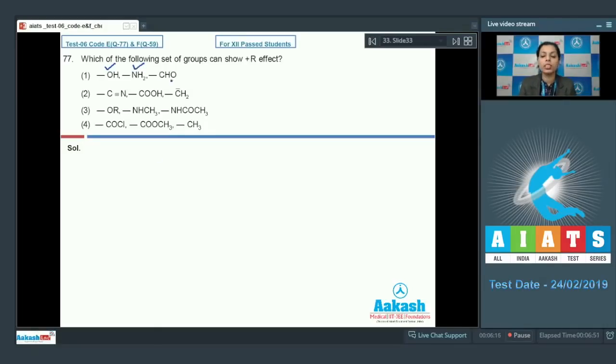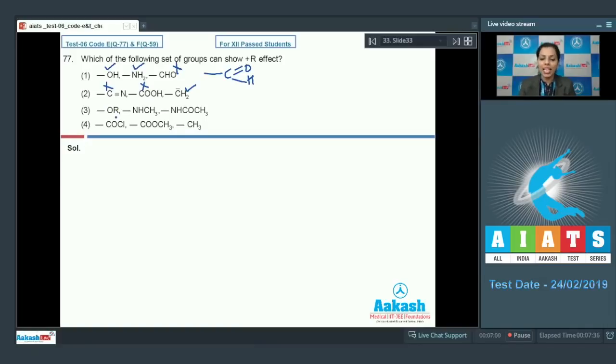But if I talk about this CHO group, this can be represented this way. And this carbon does not have a lone pair. That's why it is showing minus R effect, not the plus R effect. So I'll mark a cross here. Further, CN. Here is carbon, nitrogen, triple bond, the nitrile group. And there is no lone pair on this carbon atom. That's why it is not a plus R group. For the COOH, this is also a minus R group, not the plus R one. And further, minus CH2. It is a plus R group. But this is not the correct option because these two are not plus R groups.